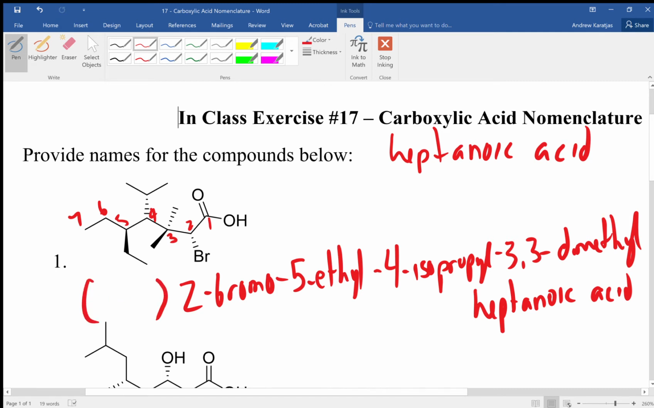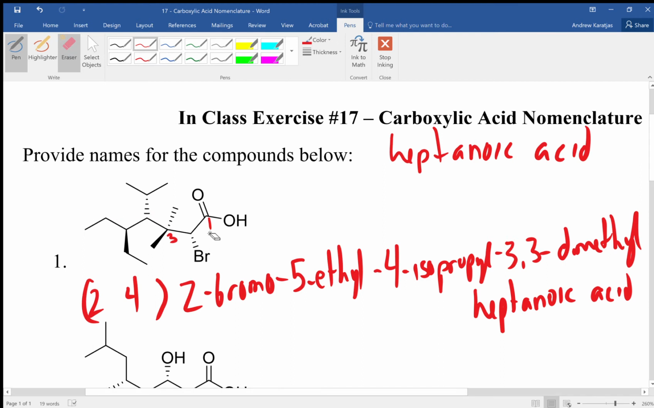We also need to put our chiral centers in, our stereochemistry. And this molecule has 2 chiral centers, and that's 2 and 4. Carbon 3 is not chiral because carbon 3 has 2 identical substituents, 2 methyl groups. Carbon 5 is also not chiral because it has 2 identical substituents as well, the 2 ethyl groups.